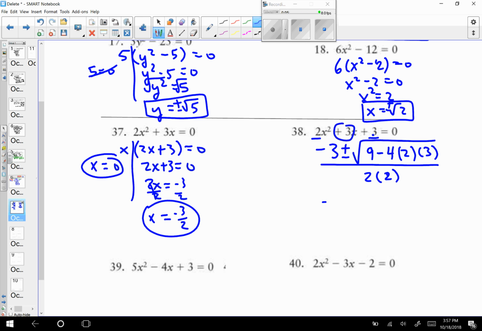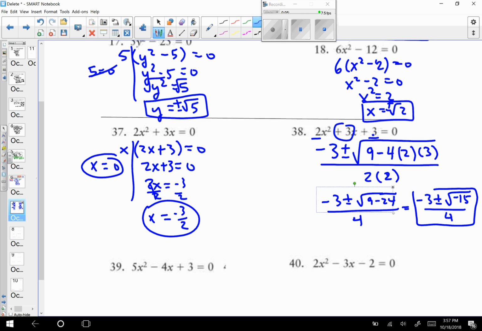So I really get -3 plus or minus the square root of 9 minus 24, all over 4, right? Make sure that the fraction bar is over the whole thing. 9 minus 24 is -15. So I get -3 plus or minus the square root of -15 over 4.